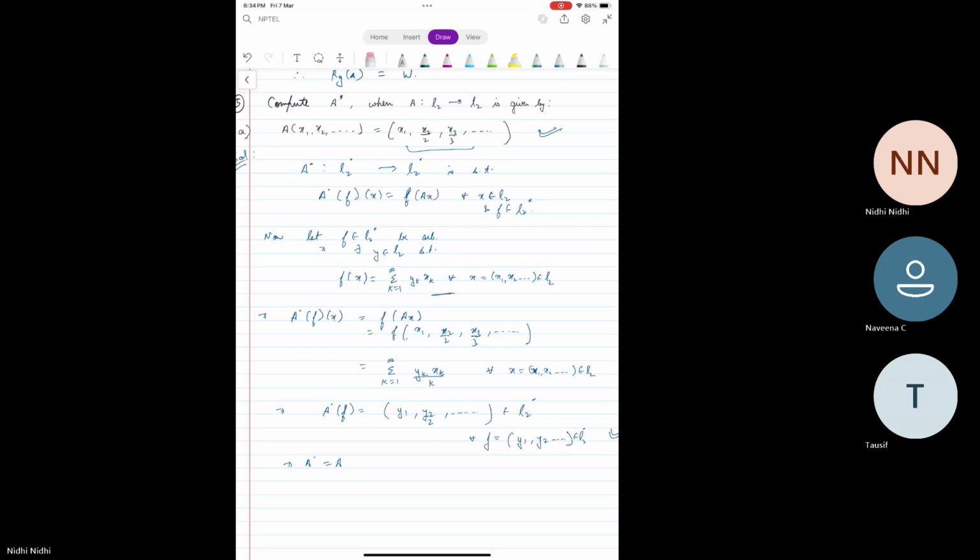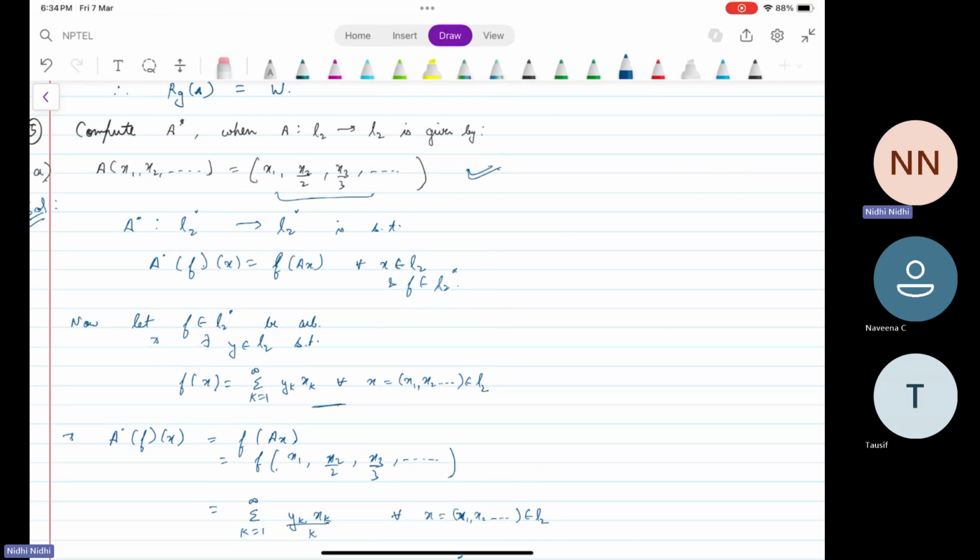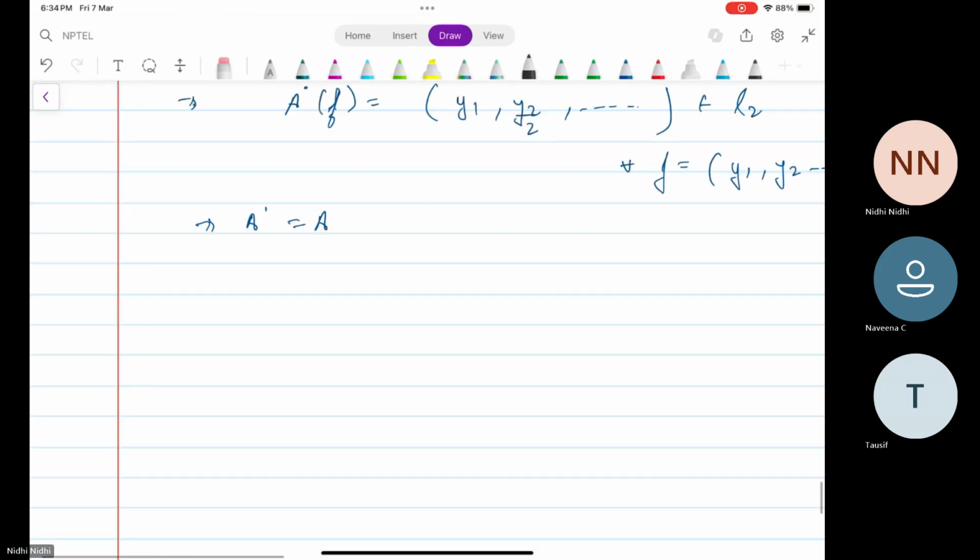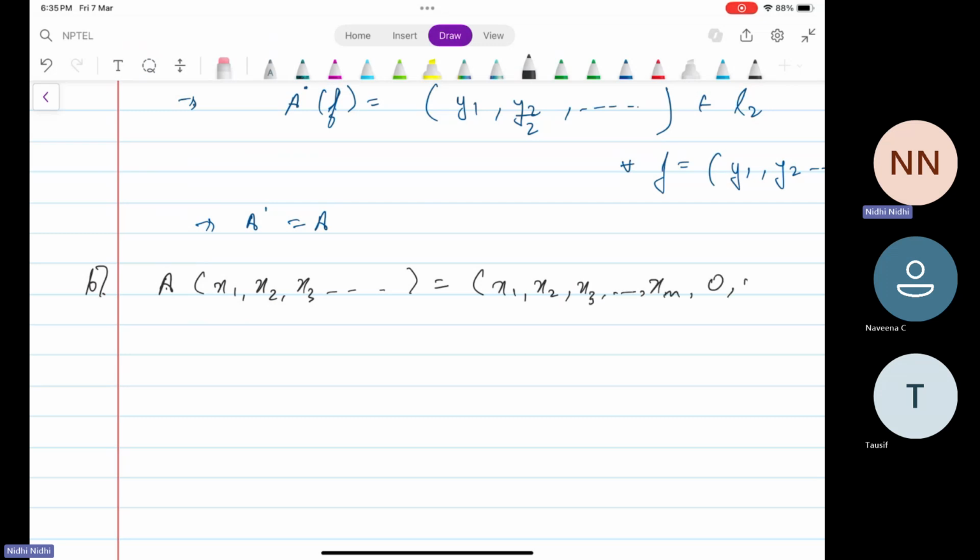Okay, let's move to next part. In this case, we define A on x1, x2, x3, and so on to the sequence which has first n terms same as that of the sequence and the rest of the terms are 0.